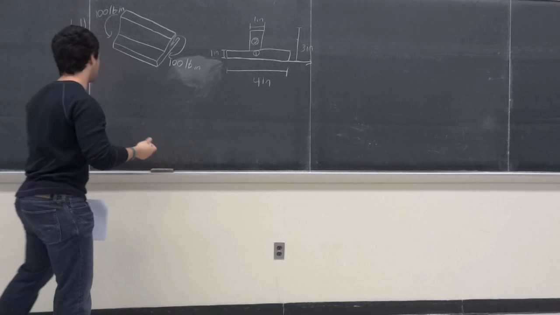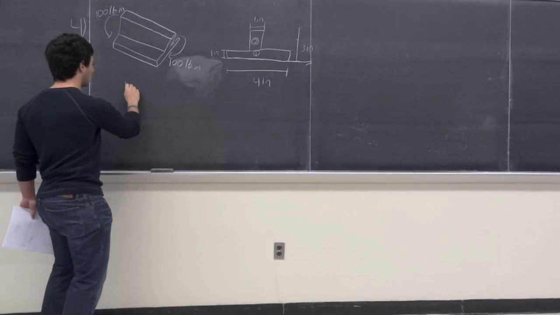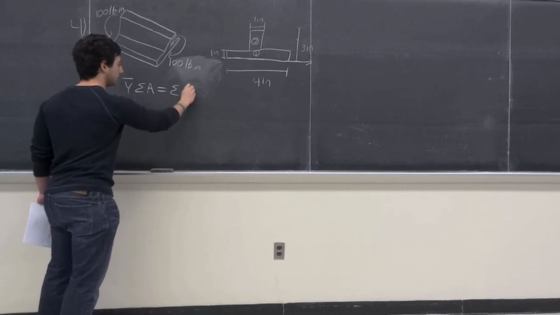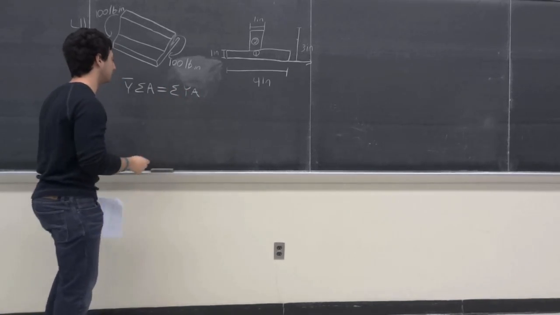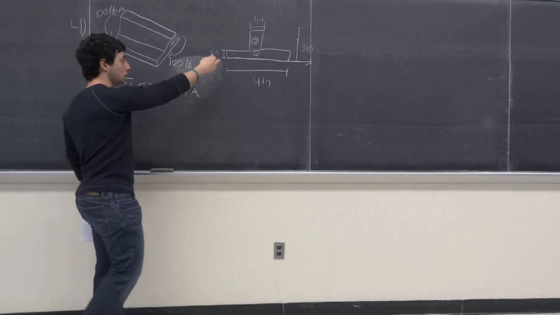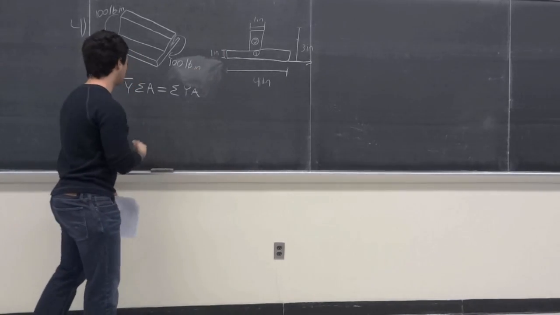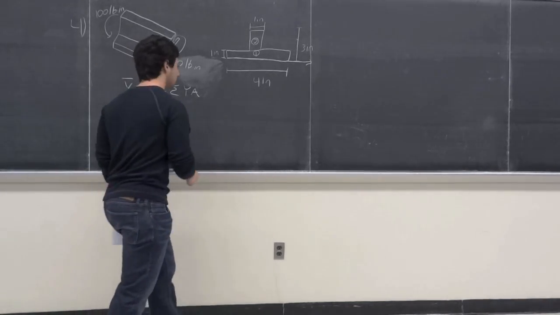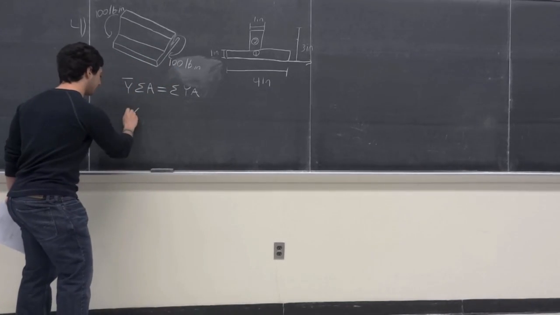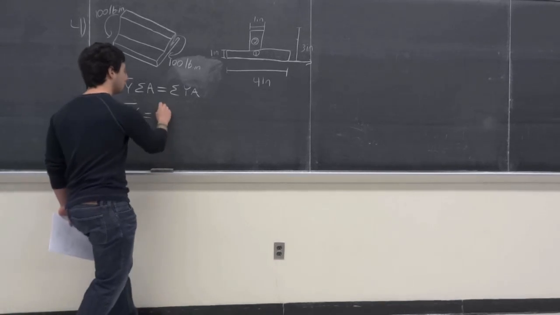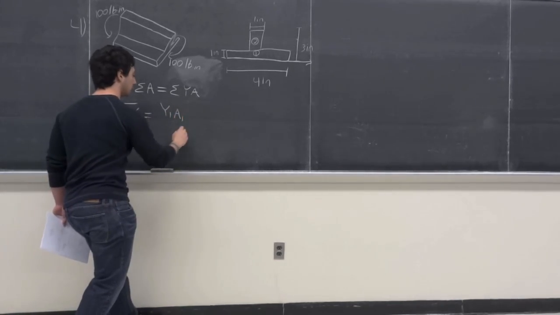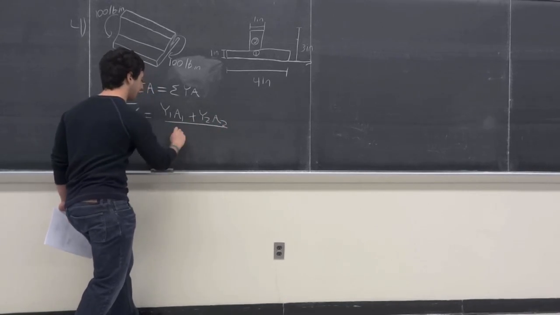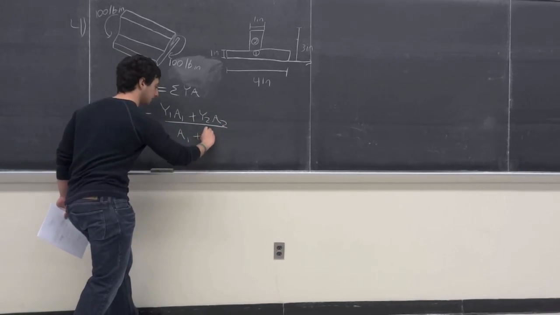Do you guys remember how to find the centroid? You have y bar times the total area is equal to the sum of the individual y bars times the individual areas. So there's two shapes, and we're going to have to solve for the neutral axis, which is this y bar. So y bar is equal to y1a1 plus y2a2 over the total area, which is just a1 plus a2.